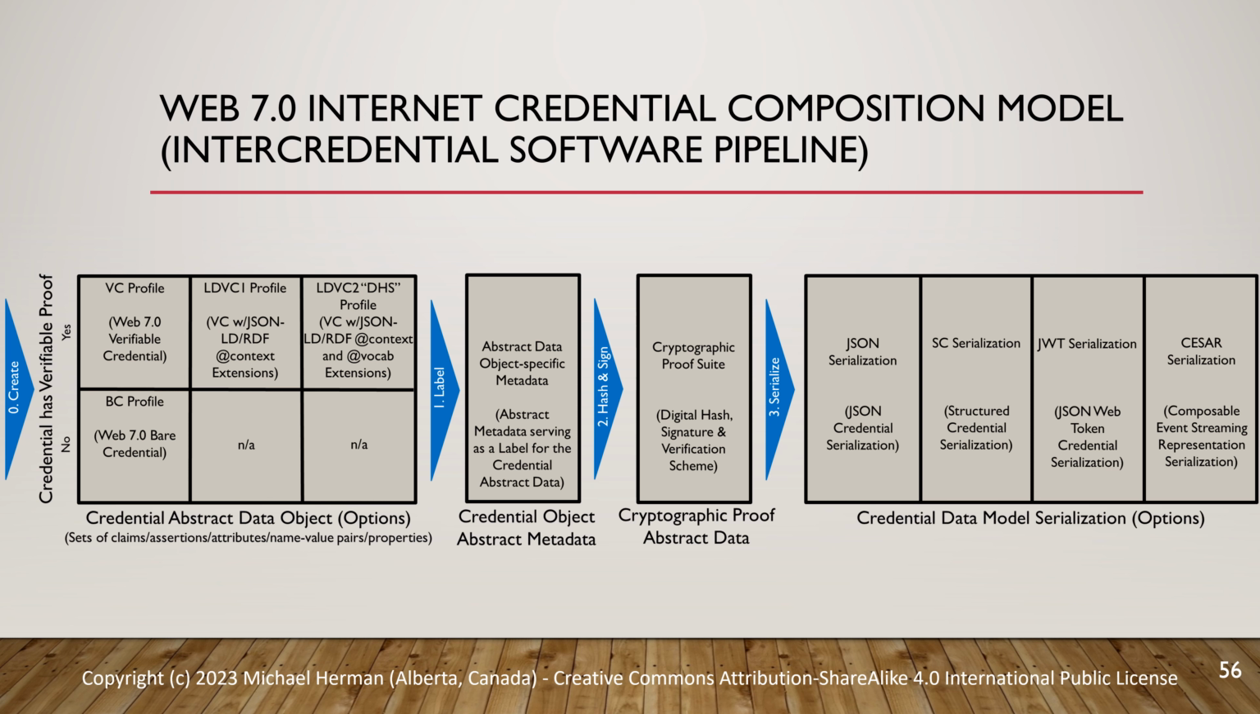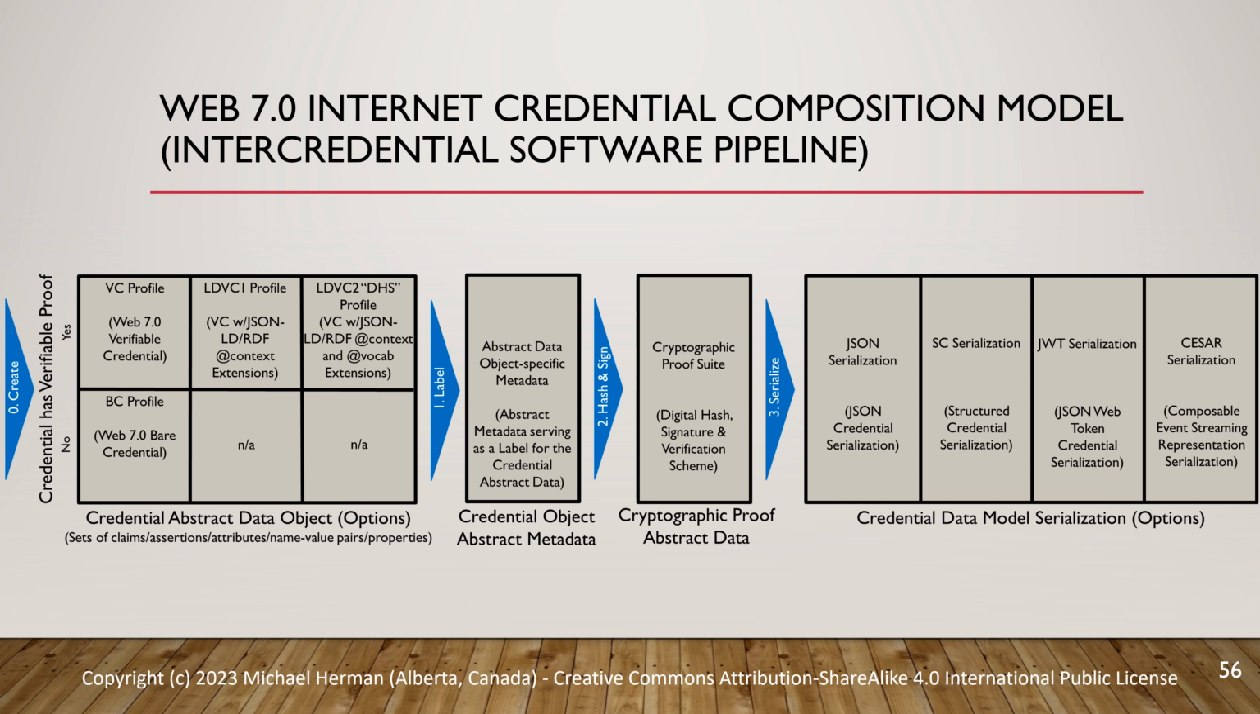These profiles describe the credential abstract data model, that is the set of properties, attributes, assertions, name-value pairs, claims that comprise a particular type of credential. Then we see the blue arrow labeled Step 1 label. If we think of the properties that we've just described as part of the credential abstract data object, think of those as sitting in a bag or a sack.